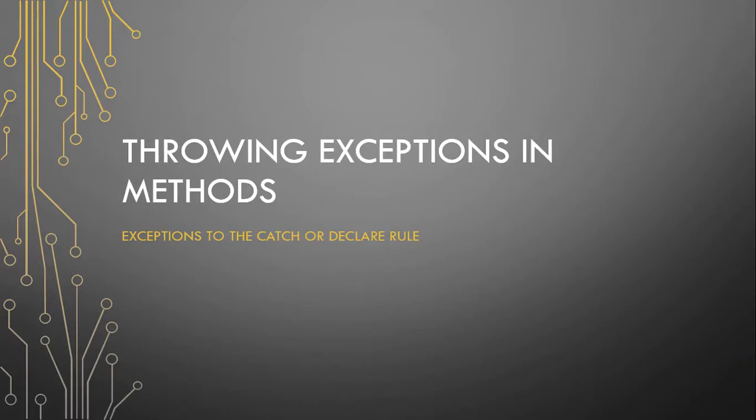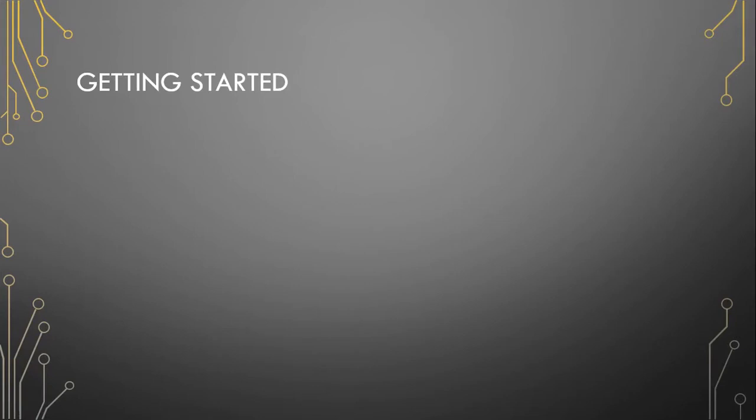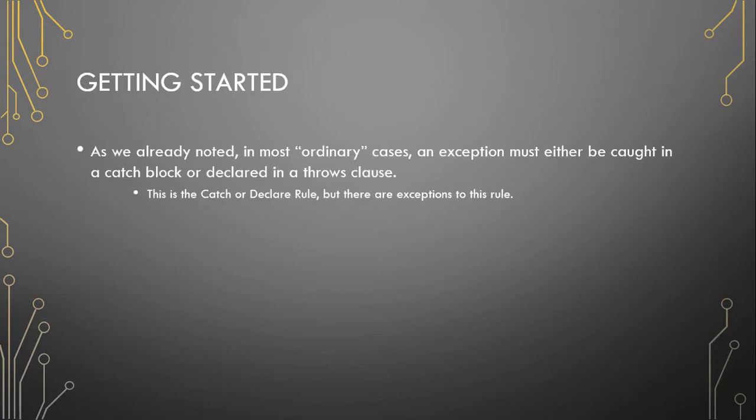And welcome back, students. Let's jump into our next lesson on throwing exceptions and methods. This time we're going to talk about exceptions to the catch or declare rule. Getting started, obviously we've talked about the catch or declare rule in previous lessons. You might have heard the phrase, with every rule there is an exception to it. So this is that rule that has the exception.